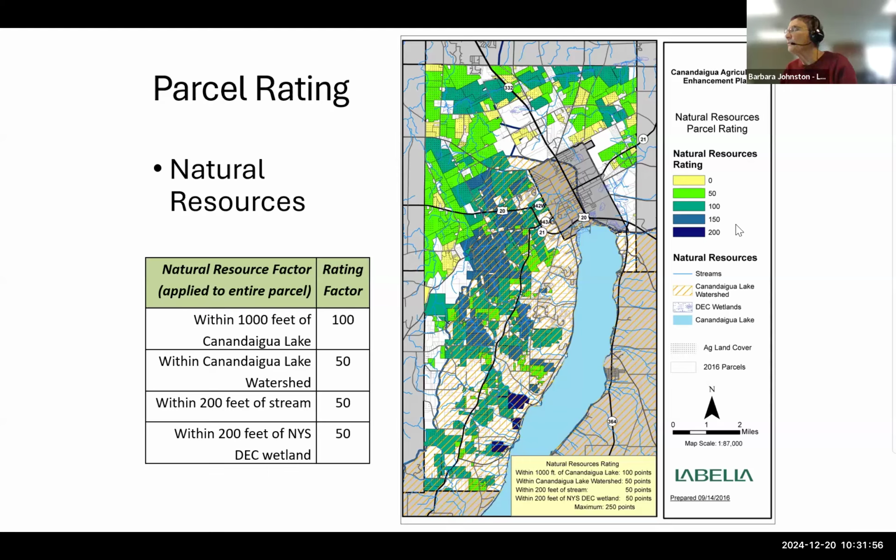Again, we multiplied by the metric. So if it was on the Canandaigua Lake shoreline, it got a bonus of 100. If it was in the watershed, it got a bonus of 50. If it was within 200 feet of a stream, it got a bonus of 50. And if it was within 200 feet of a wetland, it got a bonus of 50.